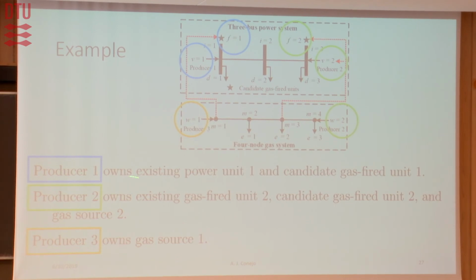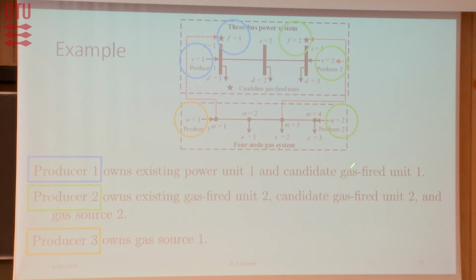So the blue producer is number 1, which owns an existing power unit over here, which is this one. And it may build a unit over here, which is this one. This is a potential combined cycle gas turbine that can use gas from here and inject power over here. Producer 2, so this producer is just electrical. Producer 2 owns gas-fired unit 2, which is this one over here. Candidate gas-fired unit 2, which is this one, is the candidate, and this gas source. So this is a hybrid one.